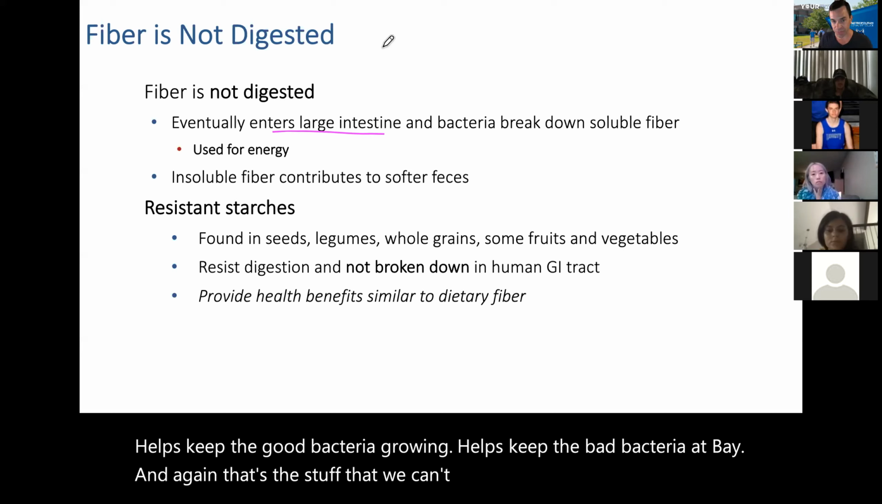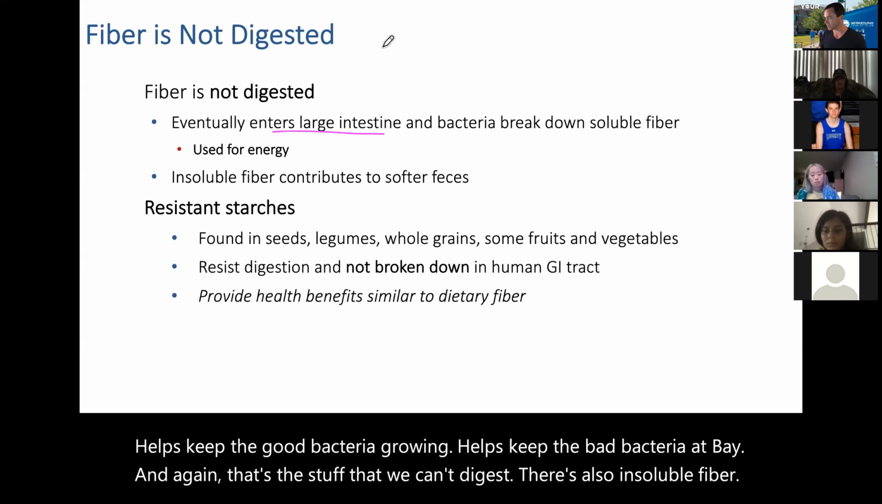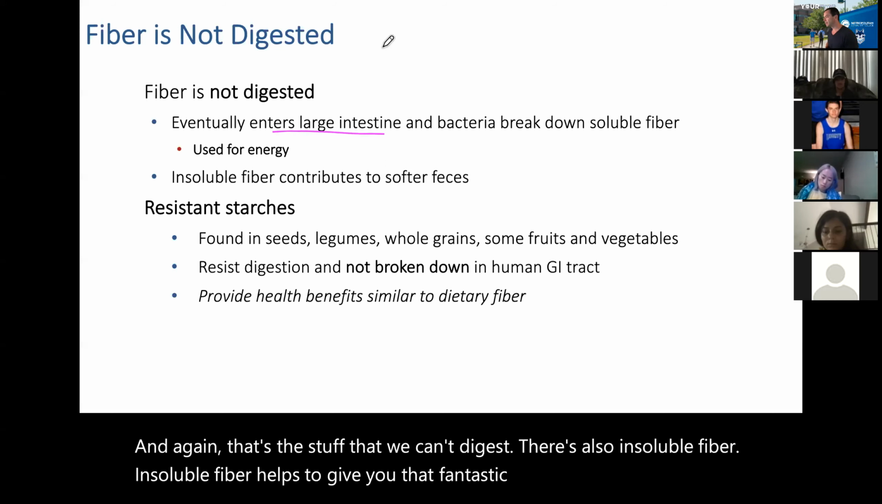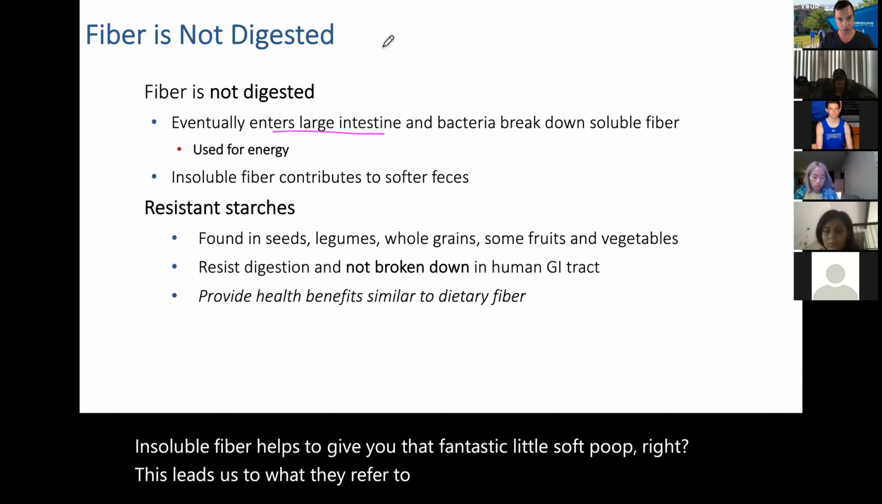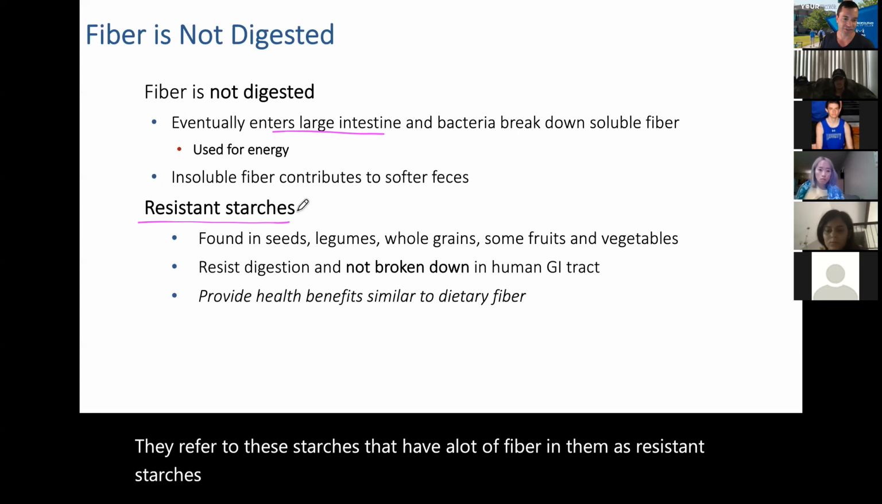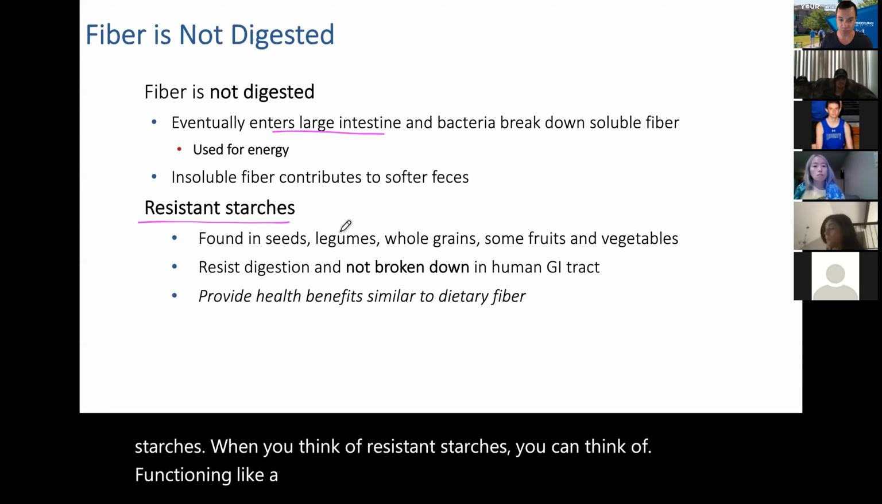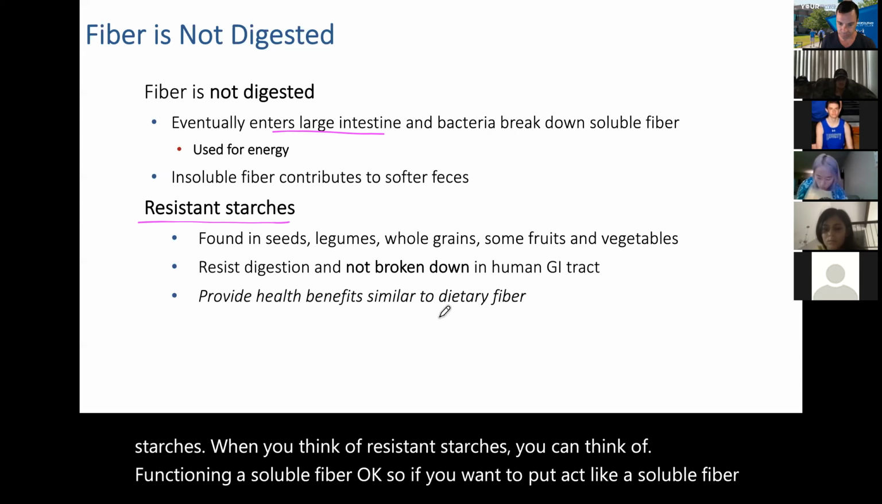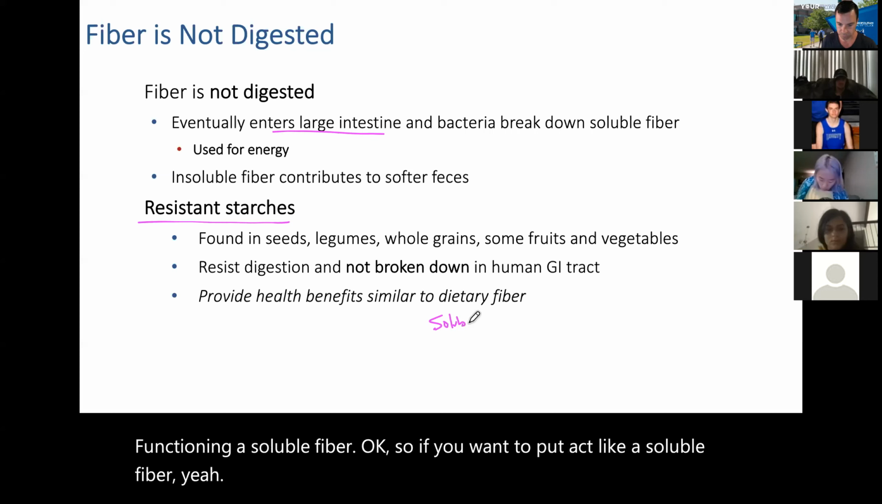Okay. There's also insoluble fiber. Insoluble fiber helps to give you that fantastic little soft poop. All right. This leads us to what they refer to these fibers or these starches, I'm sorry, they refer to these starches that have a lot of fiber in them as resistant starches. When you think of resistant starches, you can think of them functioning like a soluble fiber. Okay, so they act like a soluble fiber.